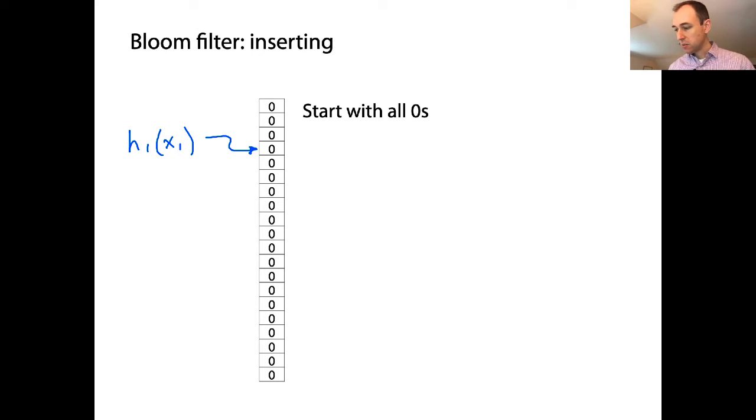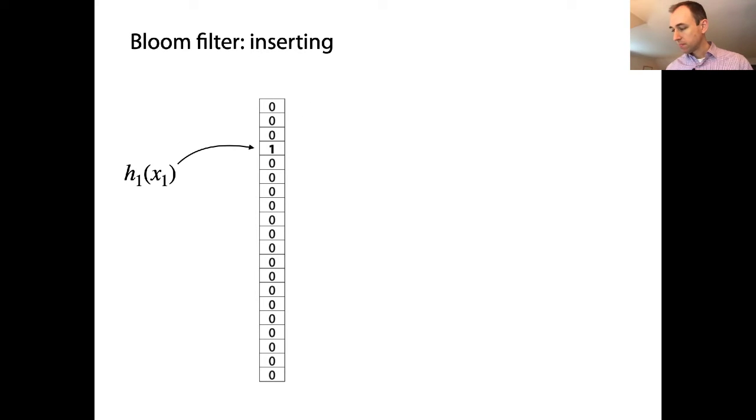What am I going to do? I'm going to set it to 1. So it was initially 0, but if I add an item, I'm going to set it to 1. And that's how I insert an item. We'll talk more later about what happens when I have multiple hash functions, but for now just assume we have one, and therefore the process of inserting an item is just a matter of calculating that item's hash value, going to that offset in the bit vector, and setting that position to 1.